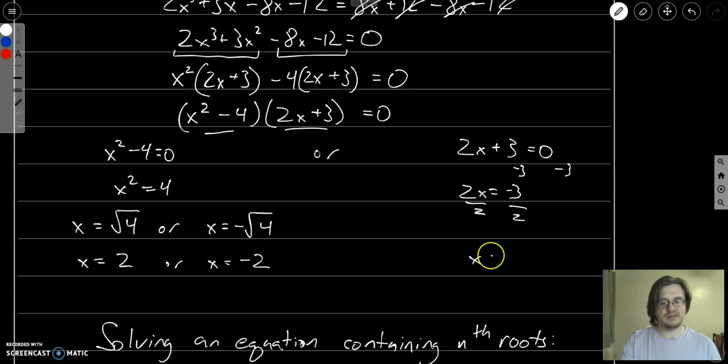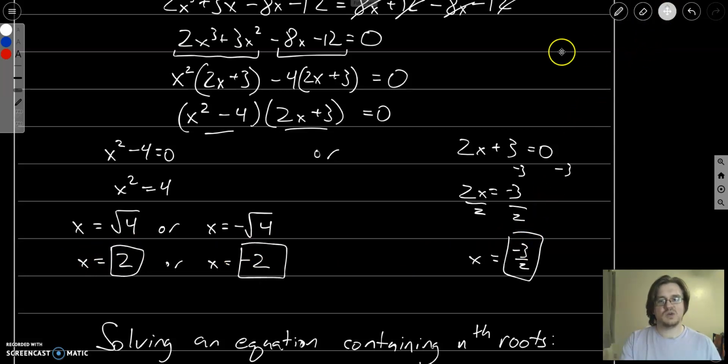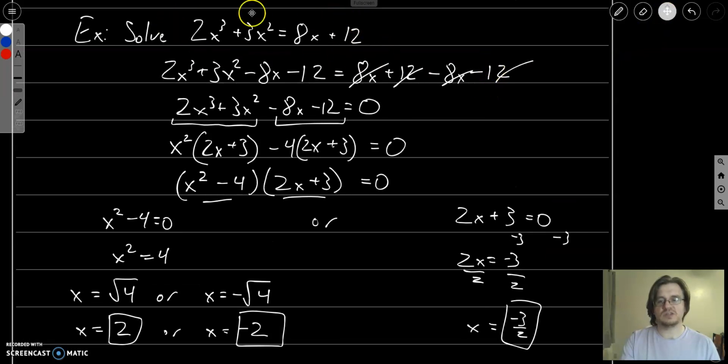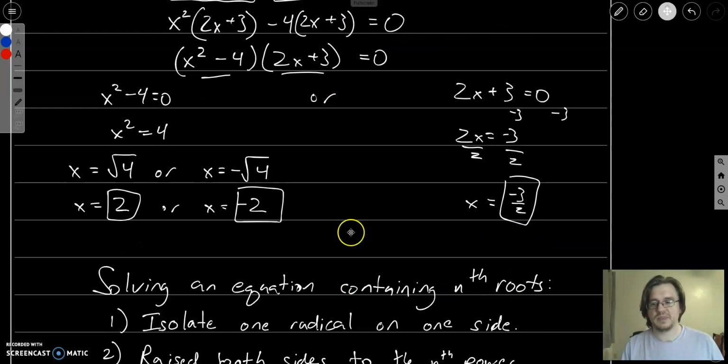So ultimately, I'll have x is equal to negative 3 halves. So I have my three potential solutions, 2, negative 2, and negative 3 halves, which I can plug into my original equation to check. At this point, it's a little tedious, so I won't go through all the details, but I'll do this in the next couple of examples.